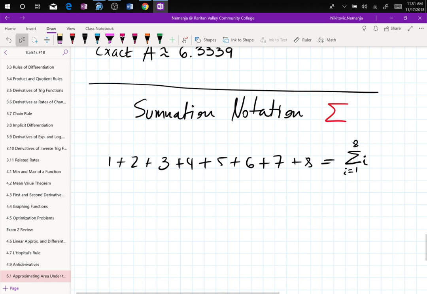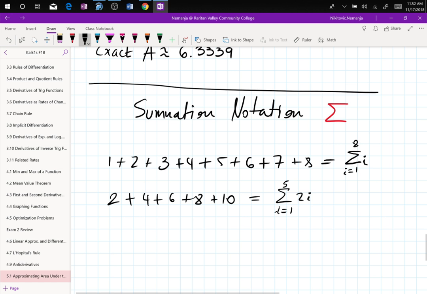Now, can I add all the positive even numbers, 2, 4, 6, 8, 10? Can I do that? Well, sure I can. The way to write even numbers is 2i, and then i starts at 1 and ends at 5. Because 1 times 2 is 2 for the first number, and then i changes to 2. 2 times 2 is 4. 3 times 2 is 6. 4 times 2 is 8. And the last one is 5 times 2, which is 10.